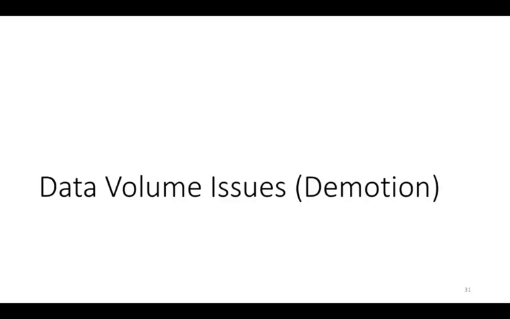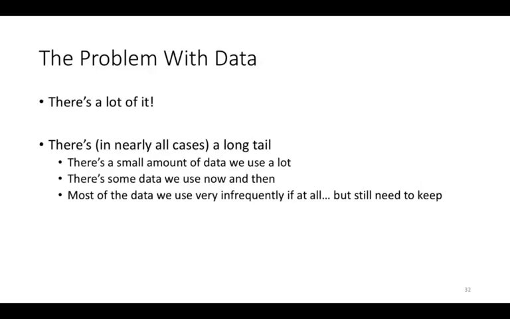So the last thing we're going to consider today is a little bit about data demotion. There's a problem with data. This is revisiting, I think, what we talked about either in the first or the second week. There is a huge volume of it. We have too much data. We collect vast amounts of data, and in nearly every case, there is what we call the long tail. What we mean by that is that some data, a very small amount of data, we use a lot. Some data, a medium amount, we use a bit. And most of the data that we hold, we hardly ever use.